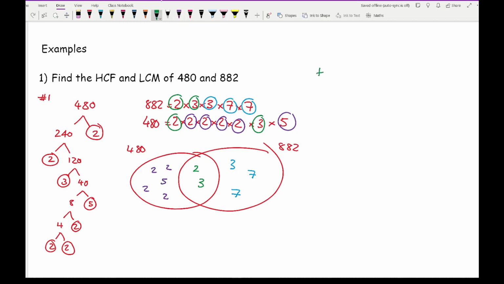Now to find the highest common factor, all I need to do is multiply. Let me use a different colour because I don't want it to be confusing. So let's go for orange. To find the highest common factor, that's just going to be the middle section, so it's just the numbers in the middle section multiplied together. That's going to be 2 times 3, which is 6. Then to find the LCM, the lowest common multiple rather, that's what I'm talking about there, all I need to do is multiply all the numbers in the Venn diagram together.